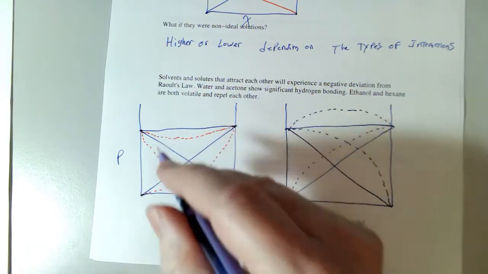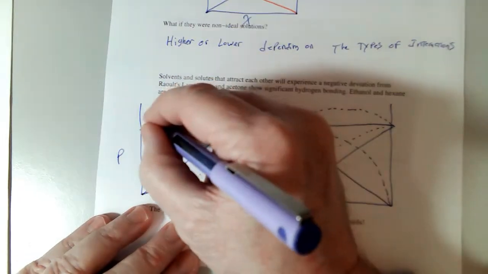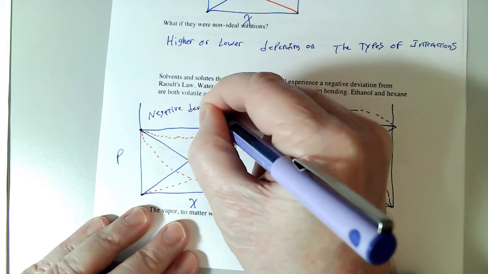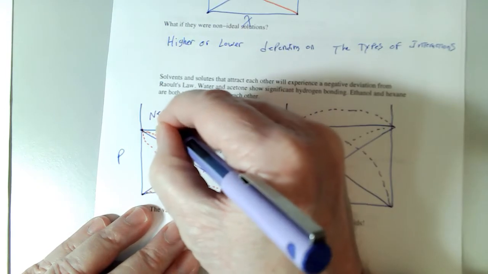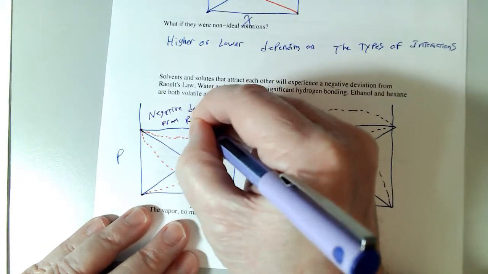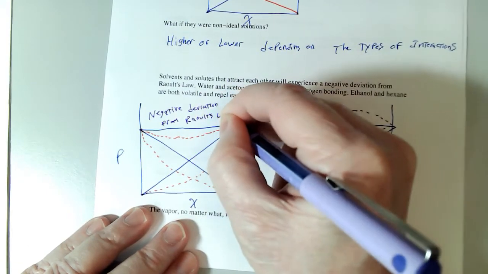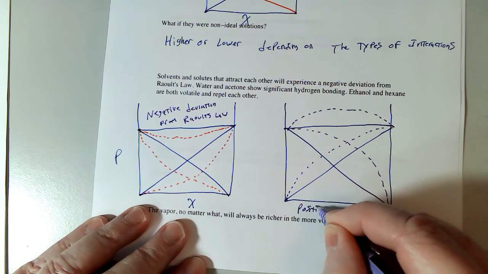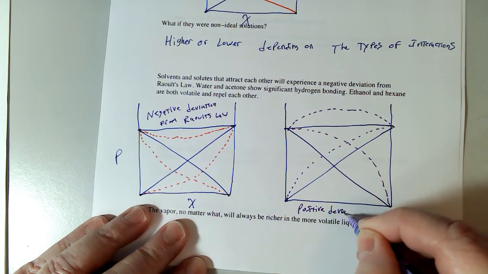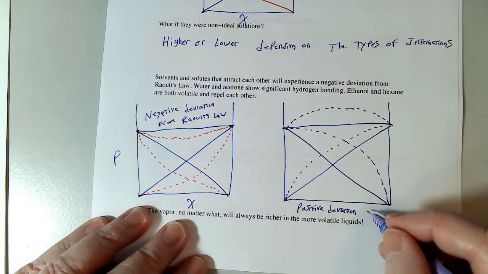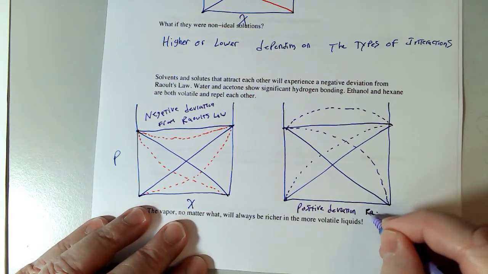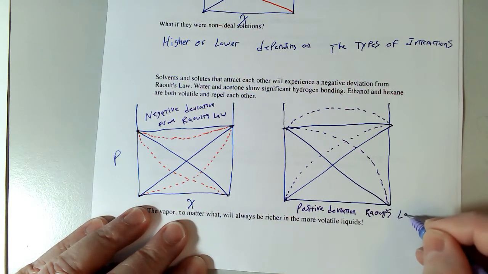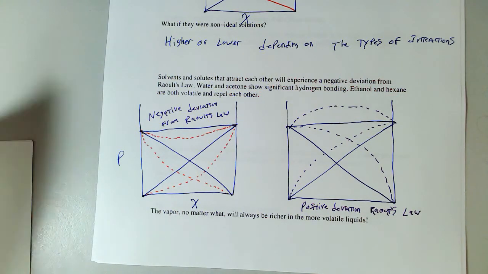All right, this over here is called a negative deviation from Raoult's law. Then, of course, this one would be called a positive deviation from Raoult's law. All right.